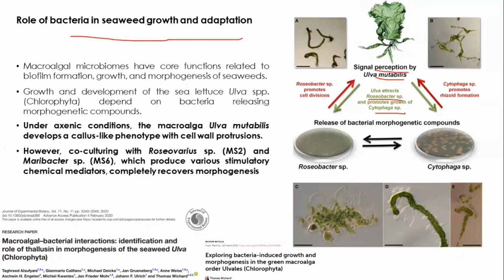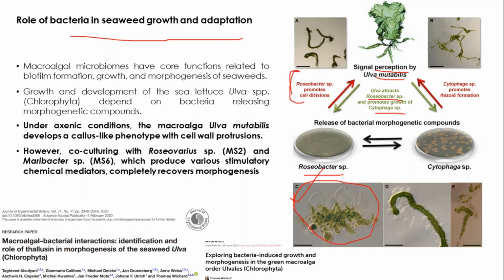So when the Roseobacter and Cytophaga are removed from the medium, then this particular seaweed is forming a callus-like structure, as you can see here, right? So it is not able to make a particular shape. However, when they are reinserting this Roseobacter separately, it is promoting the cell division.